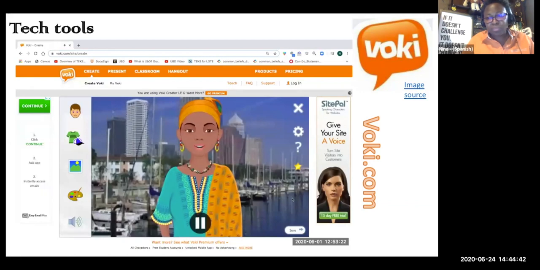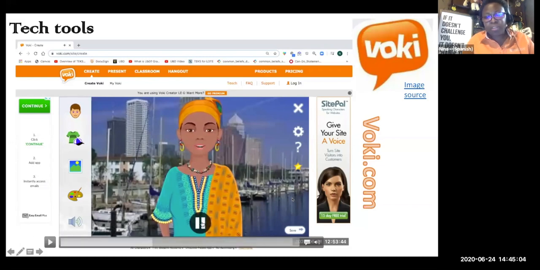So one of the things that I really like about it is that you are able to select from a range of ethnicities, looks that most closely mirror who you are as an individual. And that opportunity is not always provided on public platforms. Okay, I'm going to pause right there.